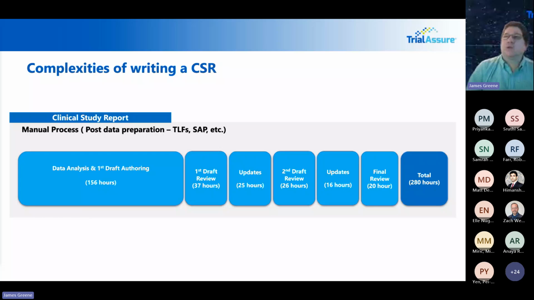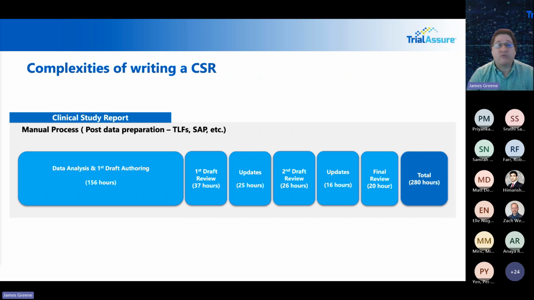So when we go back to a manual process, we know that in total, it takes on average around 280 hours for a medical writing team to put together a CSR. You've got a big chunk of that being that first draft and data analysis, averaging around 156 hours. From there, you're then doing around 37 hours on a first draft review. There will then be a series of updates, second draft reviews, more updates, and then the final review till you get finished. And that brings us to that 280-hour total.